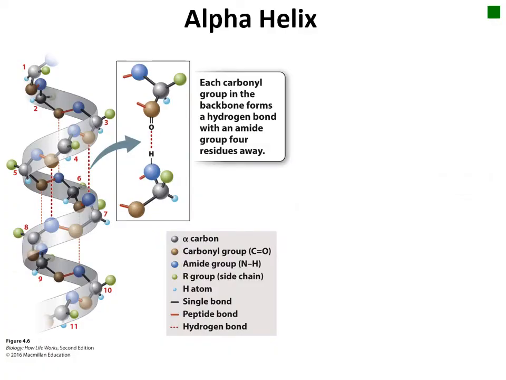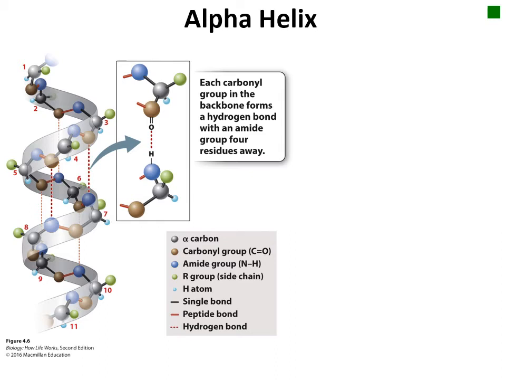There are two types of secondary structures found in many proteins. The first is the alpha helix. This structure occurs when the hydrogen bonds between the carboxyl and amino groups form in a repeating pattern between every fourth amino acid in the chain, causing the chain to twist into a helical structure.